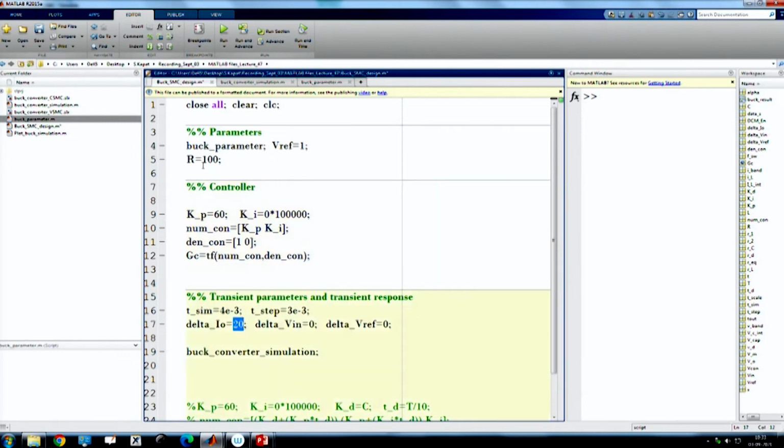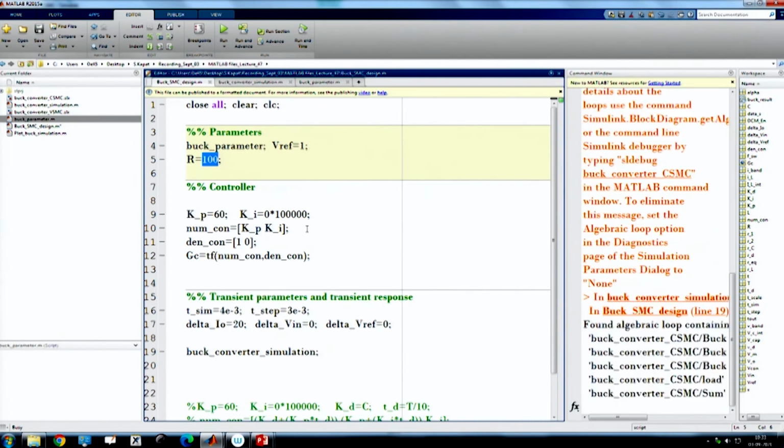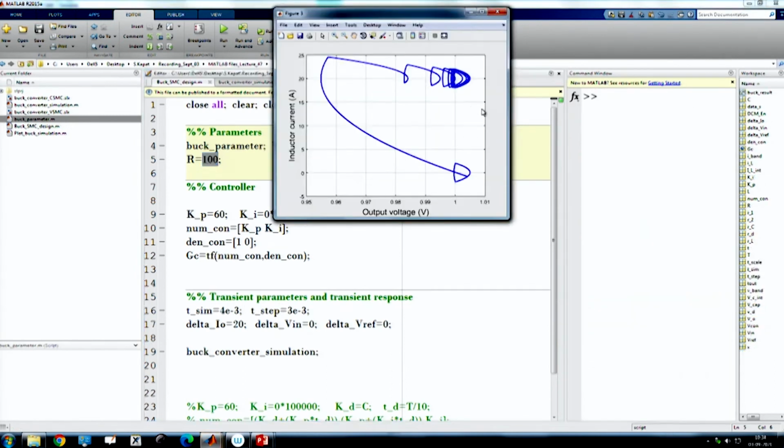Initially my load resistance was 100 ohm, that means my initial current was 1 volt by 100 ohm, which is 10 milliampere. The current changes from 10 milliampere and goes to 20 ampere, and we want to see the response. So, let us see the response for this scenario.